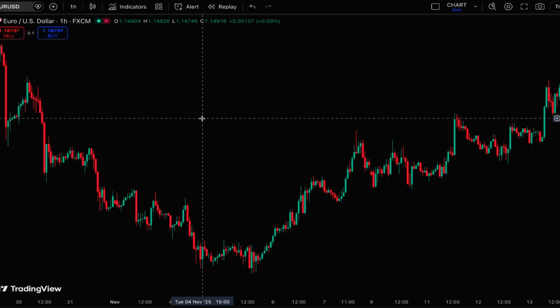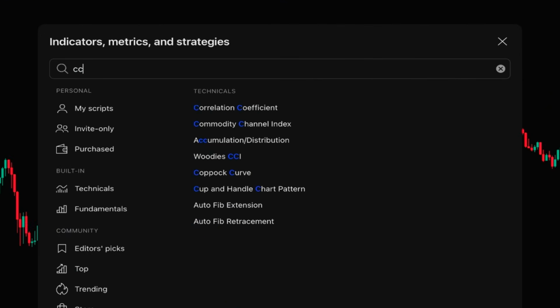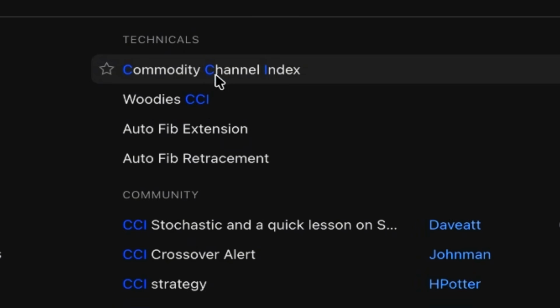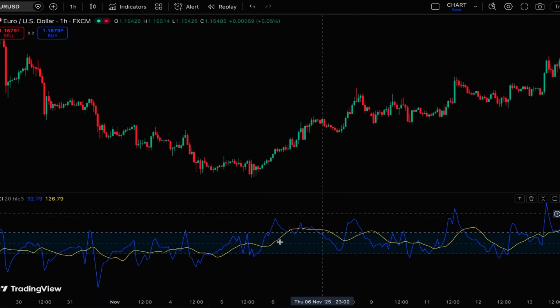Alright, now let me add the second indicator. Here we click on indicators and we search CCI, this one, Commodity Channel Index. But this is not only for commodity market and you can use it in any market. For trend identification, you need to change the settings.